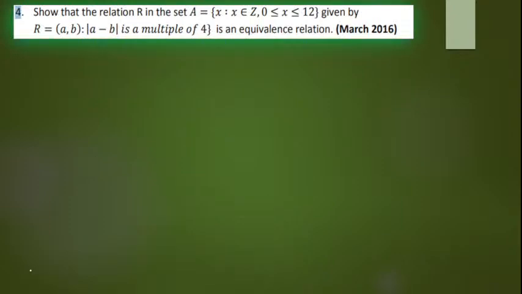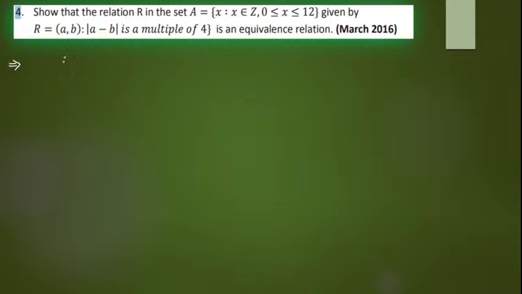Fourth question is there, a March 2016 question. We'll see how to prove this. If you go through your NCERT questions easily, definitely you can achieve your goal.